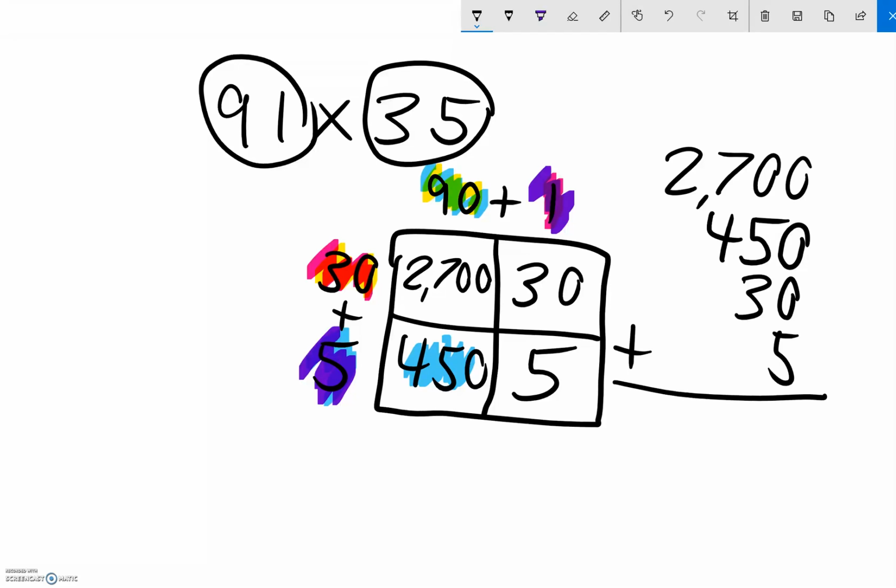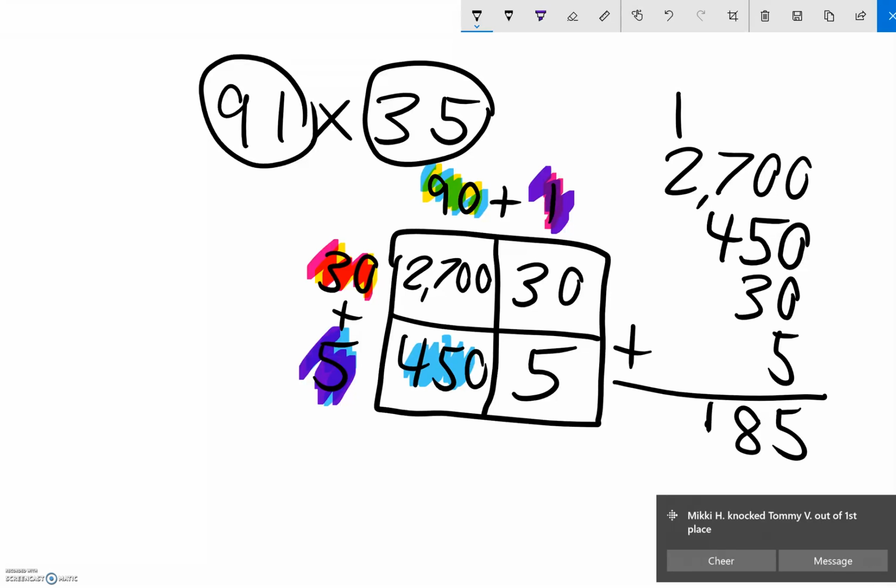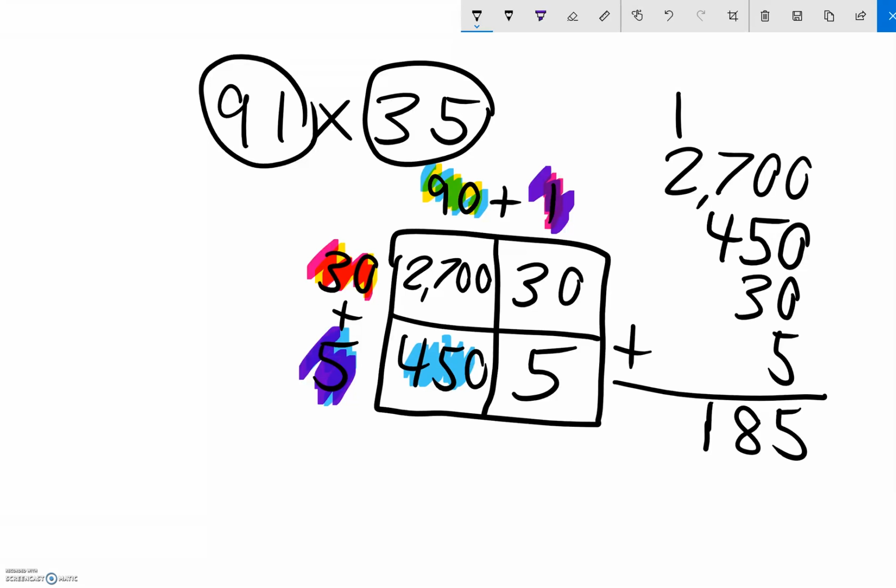I'm going to add. 0 plus 5 is 5. 5 plus 3 is 8. 7 and 4 is 11. We'll regroup there. We did that. And 1 plus 2 is 3. Okay, let's add those together. And we get 3,185. And that's our answer to 91 times 35.